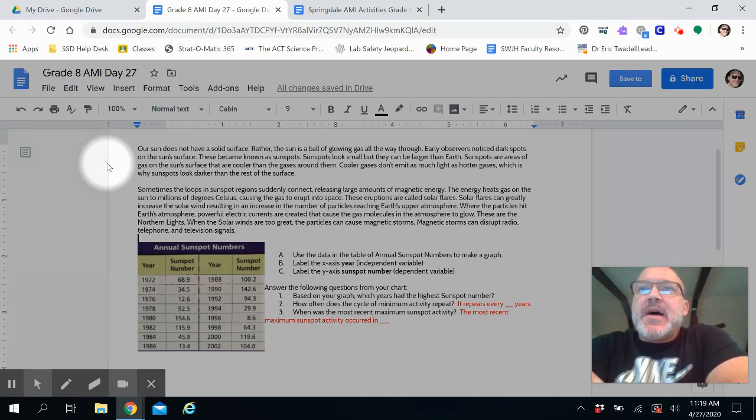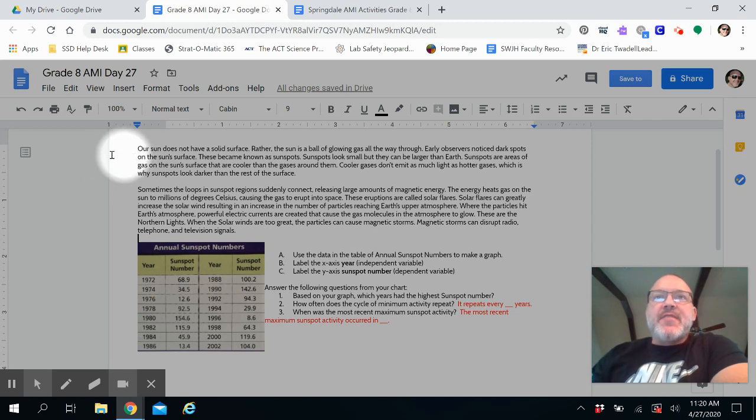Sometimes the loops in sunspot regions suddenly connect, releasing large amounts of magnetic energy. The energy heats gas on the sun to millions of degrees Celsius, causing the gas to erupt into space. These eruptions are called solar flares. Solar flares can greatly increase the solar wind, resulting in an increase in the number of particles reaching Earth's upper atmosphere. Where the particles hit Earth's atmosphere, powerful electric currents are created that cause the gas molecules in the atmosphere to glow. These are the northern lights. When the solar winds are too great, the particles can cause magnetic storms. Magnetic storms can disrupt radio, telephone, and television signals.